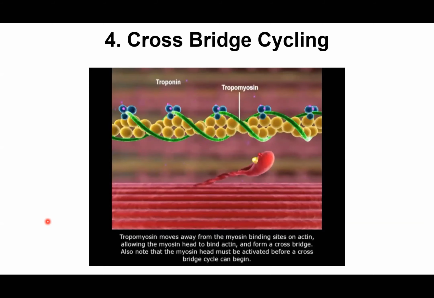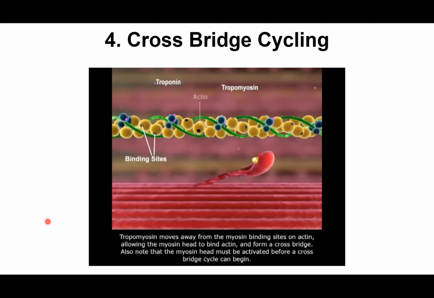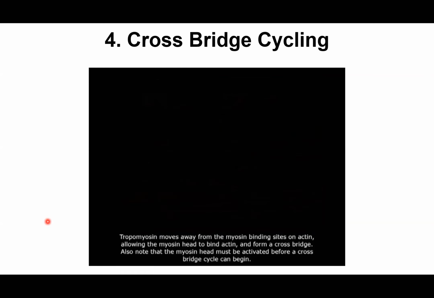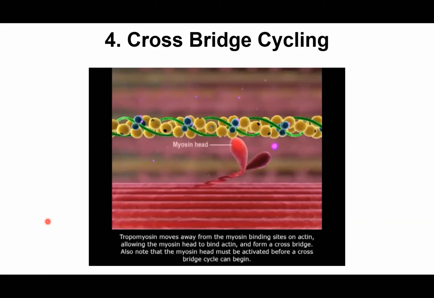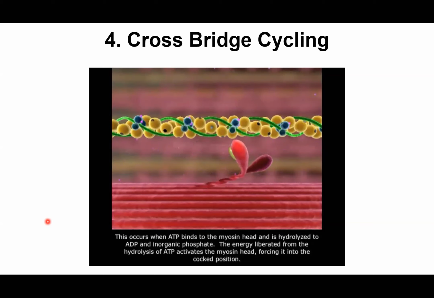Tropomyosin moves away from the myosin-binding sites on actin, allowing the myosin head to bind actin and form a cross bridge. Also note that the myosin head must be activated before a cross-bridge cycle can begin. This occurs when ATP binds to the myosin head and is hydrolyzed to ADP and inorganic phosphate. The energy liberated from the hydrolysis of ATP activates the myosin head, forcing it into the cocked position.